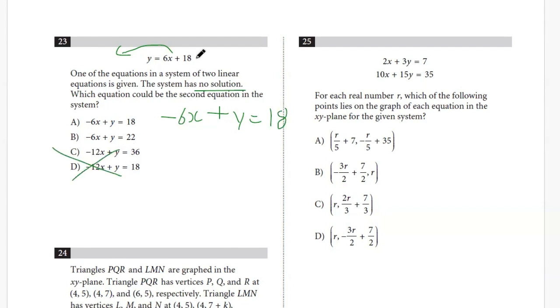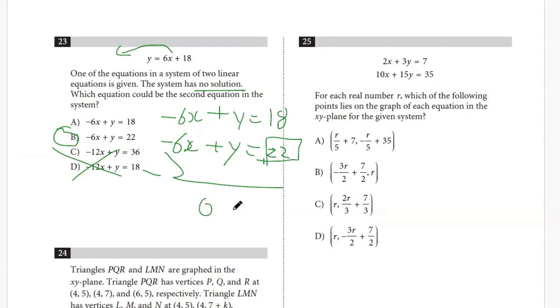If I want the system to have no solutions, the left side of the expression is the same. However, this one needs to be different. So in this empty box, we know that B is different from 18. So 22 and 18 are not equal to each other, so I can put 22 here. And obviously, if I get rid of all of this, I get something like 0 is equal to -4, which does not make sense mathematically. So for 23, B as in boy is the correct answer.